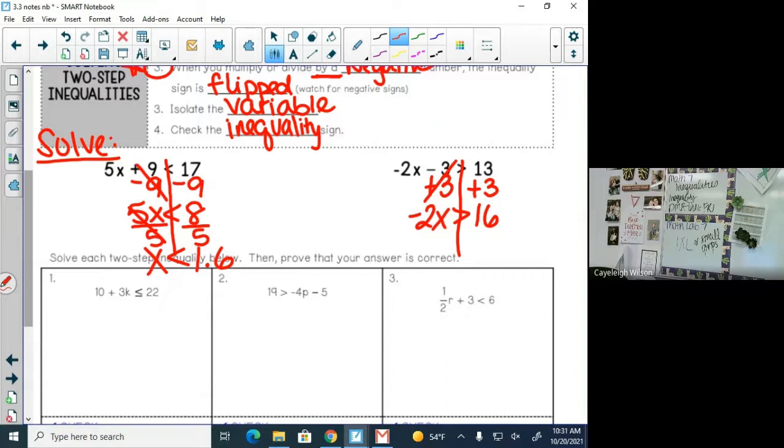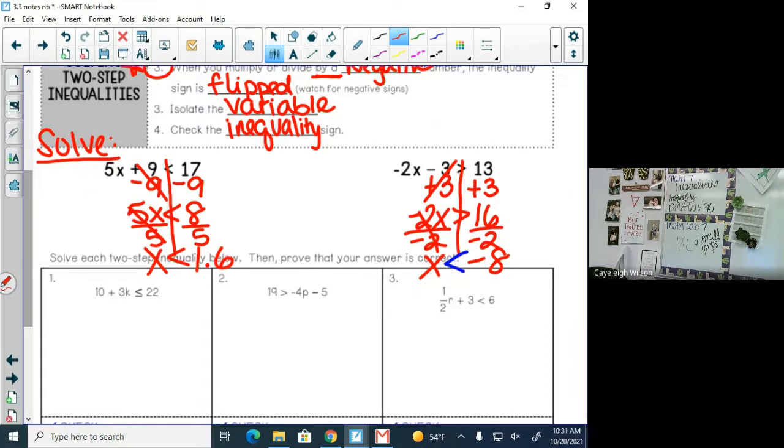All right, now what should I do to get x all the way by itself? Divide by -2. What happens when I divide by a negative? You flip the sign. So 16 divided by -2 is -8.